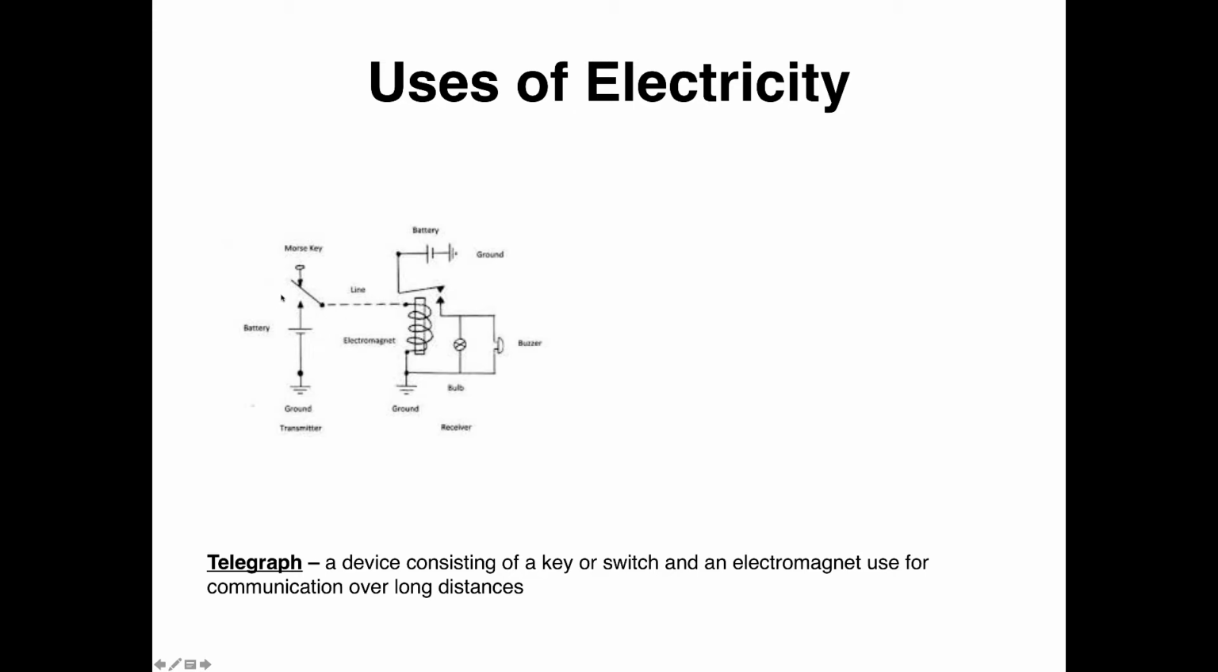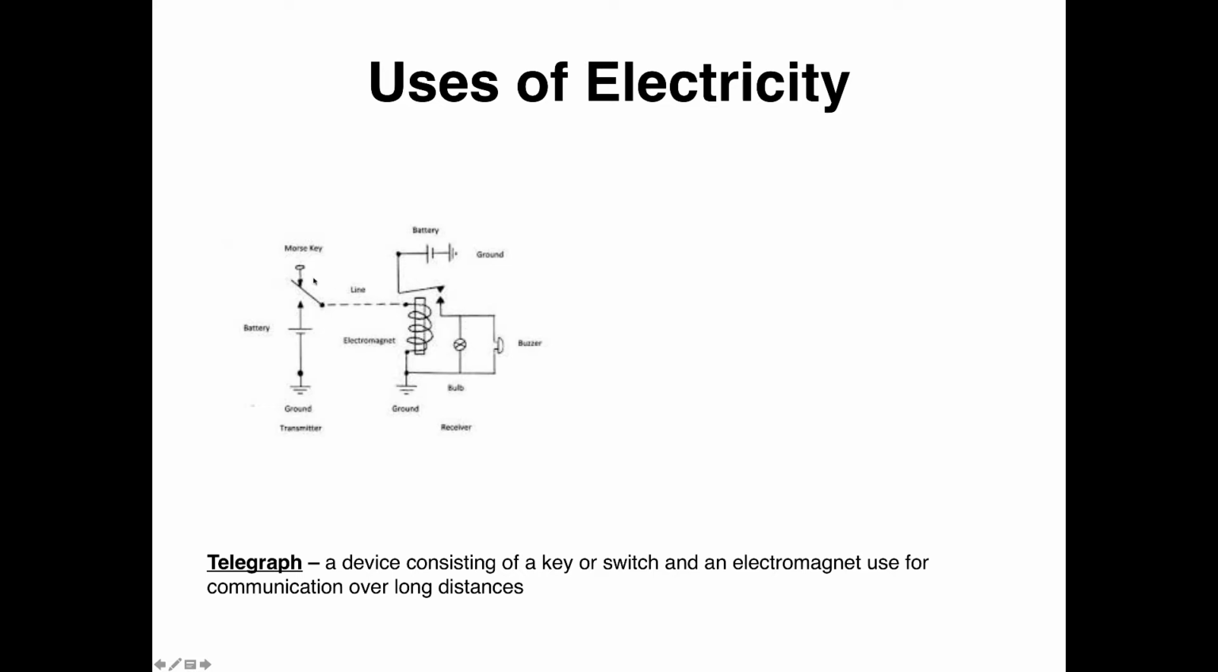Okay, and a person is sitting on this side, and they push this down and complete the circuit. When they complete the circuit, the electricity runs through this. When the electricity runs through this coil, it magnetizes this bar and pulls this down. And when it pulls this down, then the buzzer buzzes or the light bulb comes on.